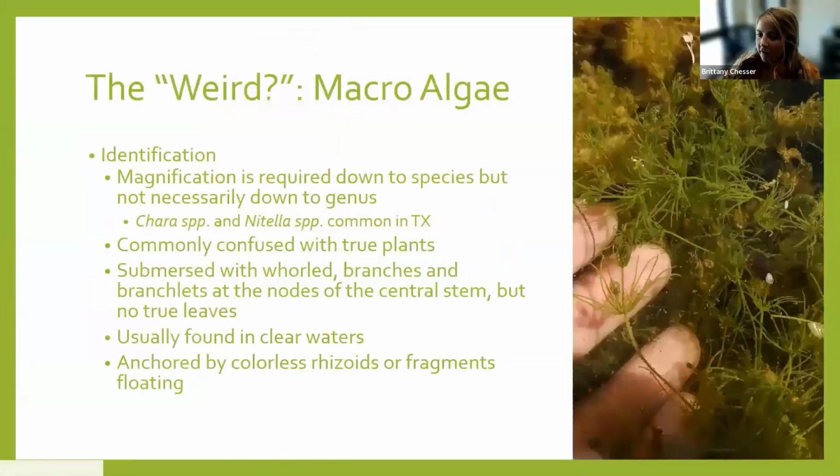So the identification of macroalgae is a little bit easier than some of these other forms. Magnification usually is only needed to get down to species, and it's not usually required down to genus. And so Chara and Nitella species are very common macroalgae genera here in Texas. They're pretty commonly confused with some of our true aquatic plant species just because they are submersed with the appearance of whorled branches and branchlets at the nodes around the central stem.